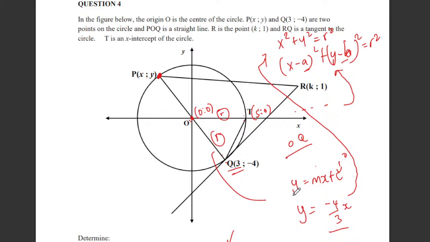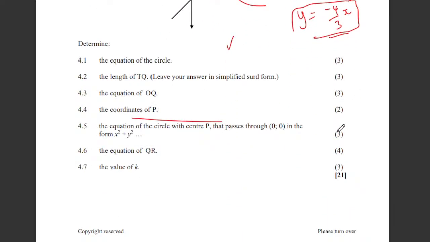Where there is y, replace this, and then solve for x. You'll get two values, so it will form some sort of a quadratic. One of the values will be x, and the other value will be a negative value somewhere there. Get that negative value, and you can substitute it into the equation of the line or the equation of the circle, and then get the y value.